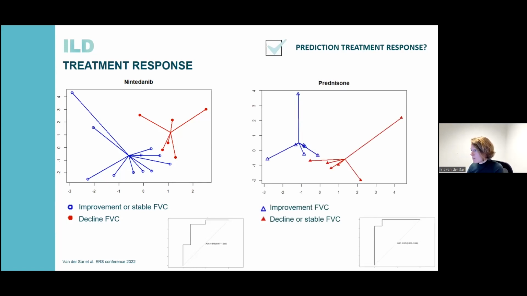Also, prednisone is prescribed quite often for more inflammatory-based ILDs. And here you see a separation of the patients who did improve or did not improve on prednisone, with also an area under the curve of 0.976.